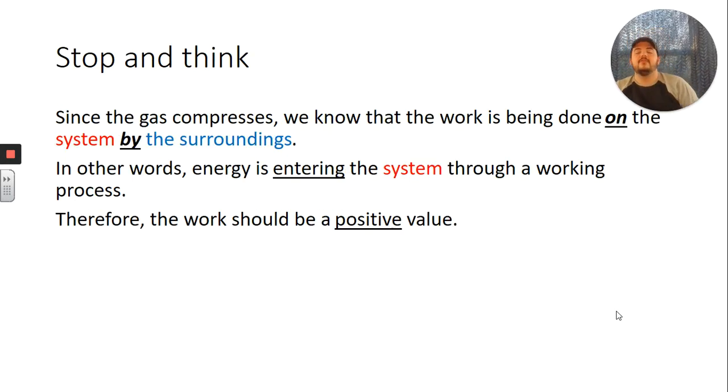Let's stop and think first, though. The gas compresses. What that means is that we know that the work is being done on the system by the surroundings. So in other words, the surroundings outside of our system is compressing that gas, is pushing on the cylinder harder and winning that fight. So energy is entering into our system through a working process. Thus, we expect a positive work value. So we want to make sure that we get a positive value in the end.